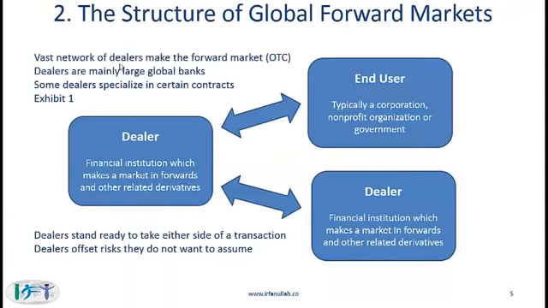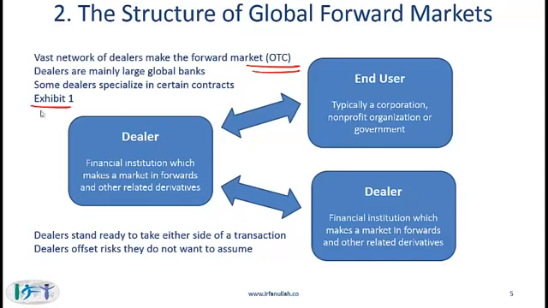A vast network of dealers make the forward market. This is also called an over-the-counter market. The dealers are mainly large banks, but we also have some non-bank institutions such as Goldman Sachs, which might also be derivative dealers. Some dealers specialize in certain contracts.